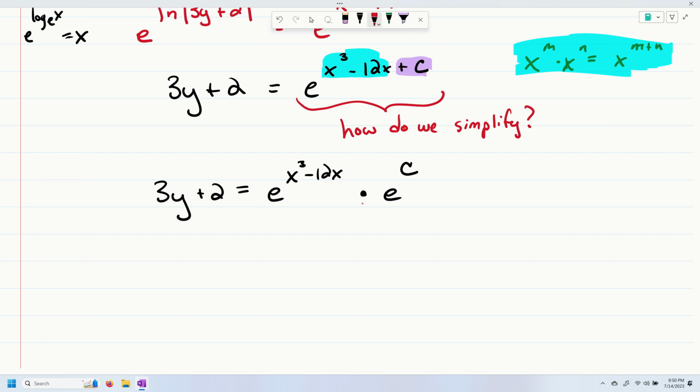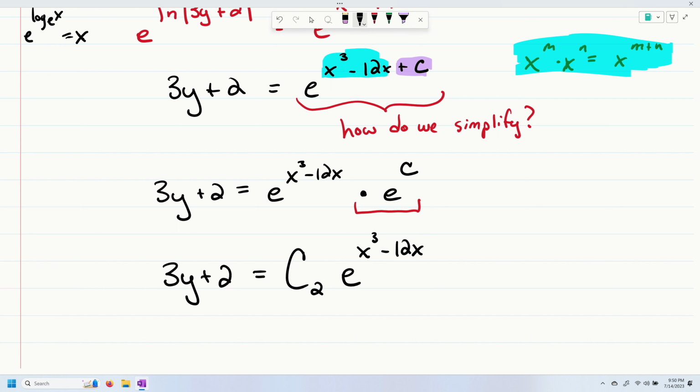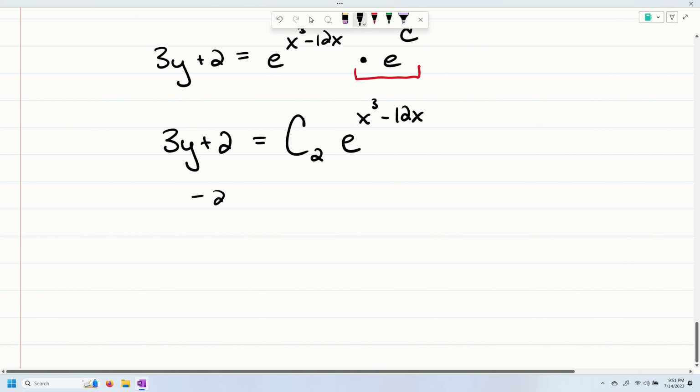Now, e to the c is a constant raised to another constant. All right? So what ends up happening here is that just becomes a big constant. We're going to call it, for now, c2. Okay? But remember, we still have this e to the x to the third minus 12x here. Okay? And going from left to right, we can go ahead and solve this. All right? Because what I'm going to do is subtract 2 from both sides.